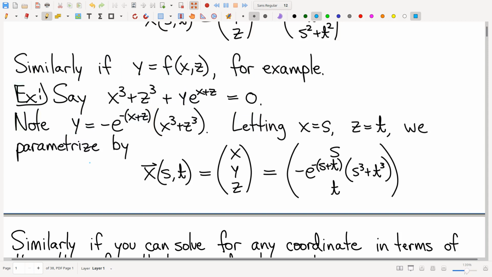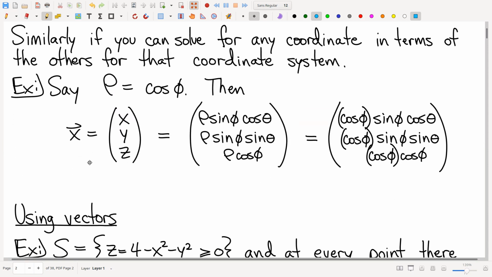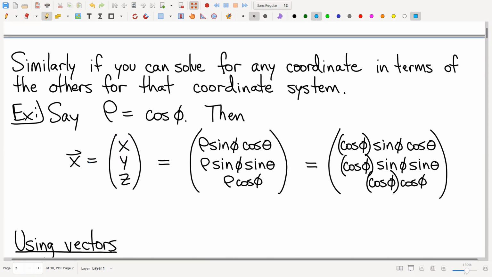Okay. Cool. What if you have a spherical graph? And I'm going to claim that's what this is. This is a spherical graph in the sense that I have solved for one of these spherical variables. Instead of having a rectangular variable as a function of the other two, here I have a spherical variable as a function of the other two. This expression right here, cosine phi, that is a function of phi and theta.